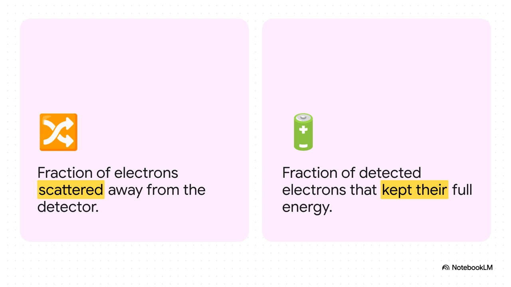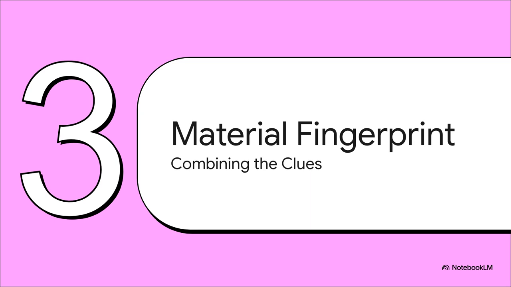Then there's the how hard clue. For the electrons that do make it to the detector, we ask, how many of them kept all of their original energy? This is like finding those few perfect tennis balls that zipped through the forest without so much as grazing a single leaf. So, what happens when we take these two clues, the ones that got through and the ones that got through perfectly, and we plot them against each other?